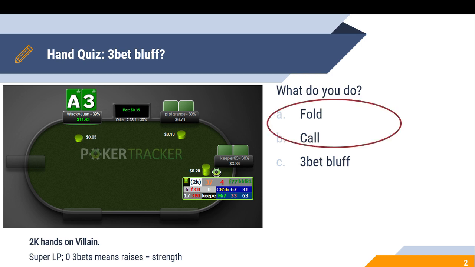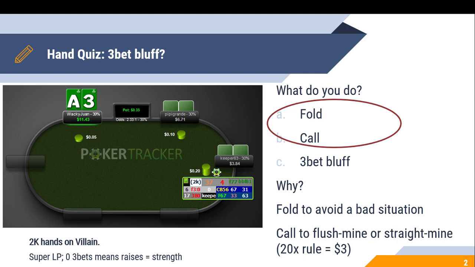It's going to kind of depend on the situation that I'm in, how long I've been playing at this table with this player. But my decision is to fold or call. I am not going to 3-bet bluff here. Now, why is that? I'm going to fold to just avoid a bad situation. If he is open raising any aces, it's ace-king or ace-queen. If I 3-bet and he calls, we both flop an ace, I'm losing a ton of money. The only ace I like to see on the flop is an ace-3 for a 2-pair hand without a king or a queen, right? Other than that, I'm in a pretty dangerous situation because he's going to outkick me quite often there. Now, I could also choose to just call to flush mine or to straight mine.